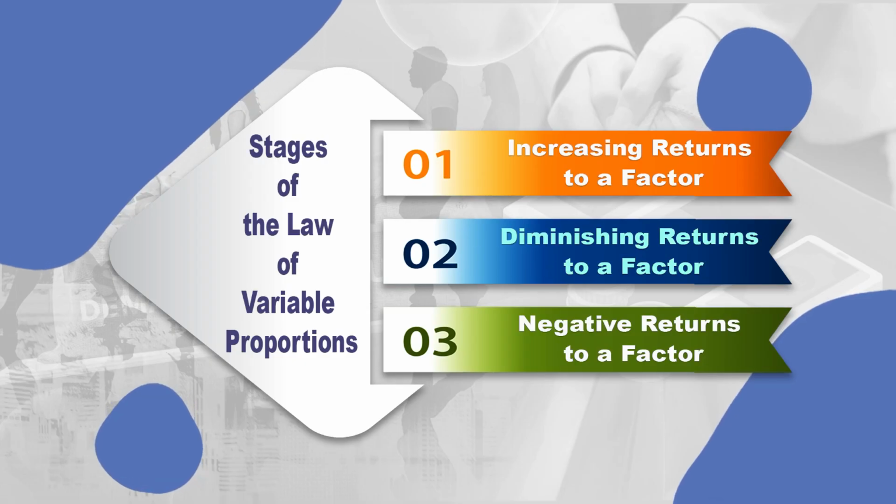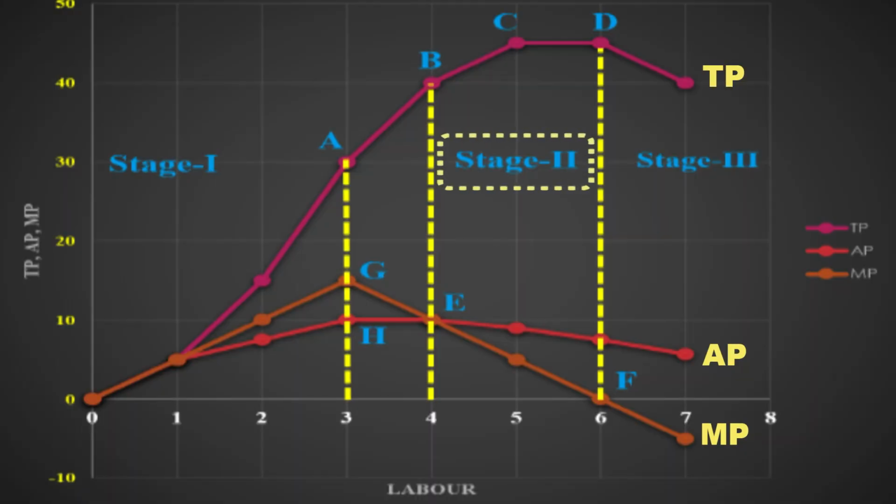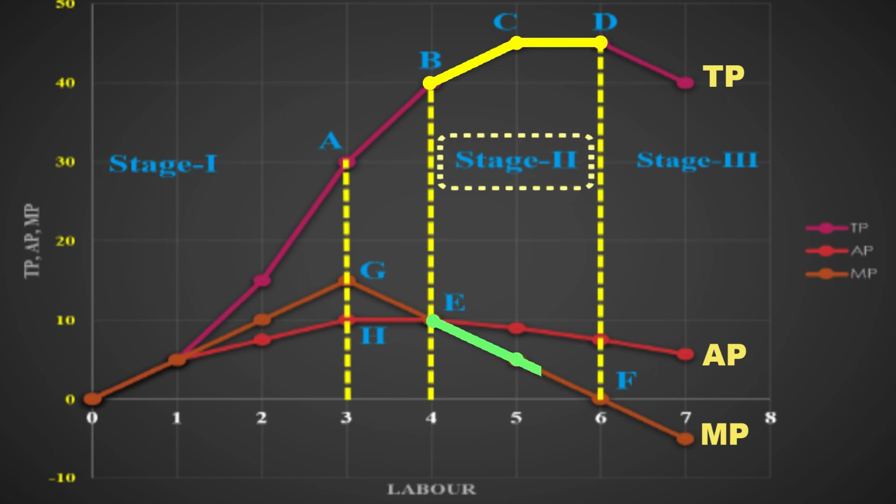Moving on to stage 2, that is diminishing returns to a factor. In this stage the total product continues to increase but at a decreasing rate. We will see in an example. The marginal product starts to decline but remains positive, and the average product also begins to fall. The fixed factors become increasingly inadequate relative to variable factors, leading to overcrowding and less efficient production.